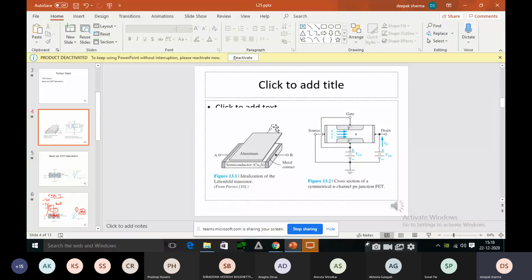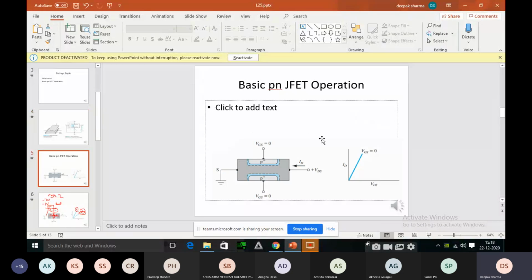Next, when we start with operation, right, then we have to consider a few cases. The very first case is VGS equals 0. What do you mean by VGS equals 0? The voltage between gate and source is 0. Means the gate is shorted to source, and that source is connected to ground, that is 0 volts.